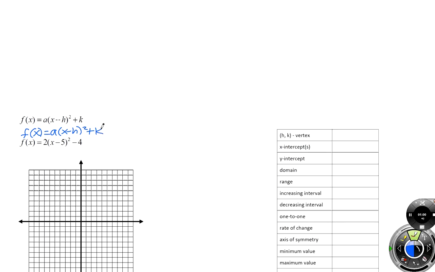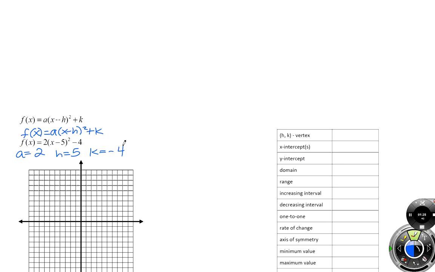So first we want to understand what transformations are happening to our function. So this kind of reviews the homework that you guys had done before. Okay? So A, H, and K. What is my A value here? 2. And my H value? 5. And my K value? -4. Each of those values is causing a transformation.